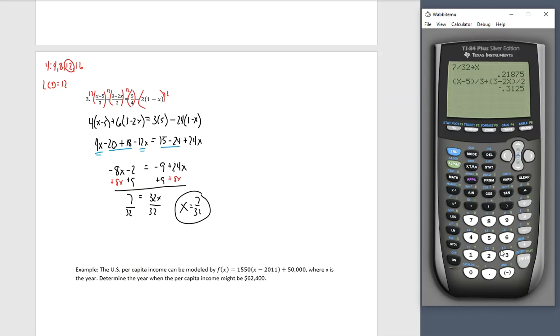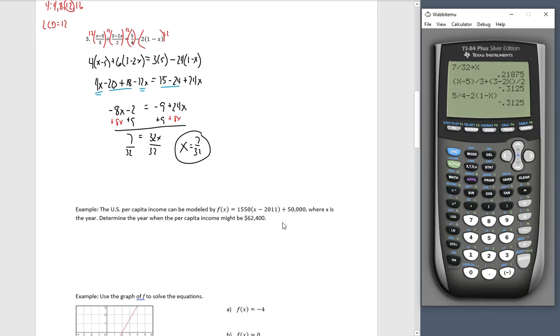Now I'm going to evaluate the right-hand side. 5/4 minus 2 times 1 minus x. And we see that the left-hand side and the right-hand side evaluate to be the same value when x is 7/32, and that's how we know that we're right. So when I get a messed up answer, like an answer I'm thinking, no, it can't be, I check it with my calculator, make sure. I can always just evaluate in order to see what we have going on here.